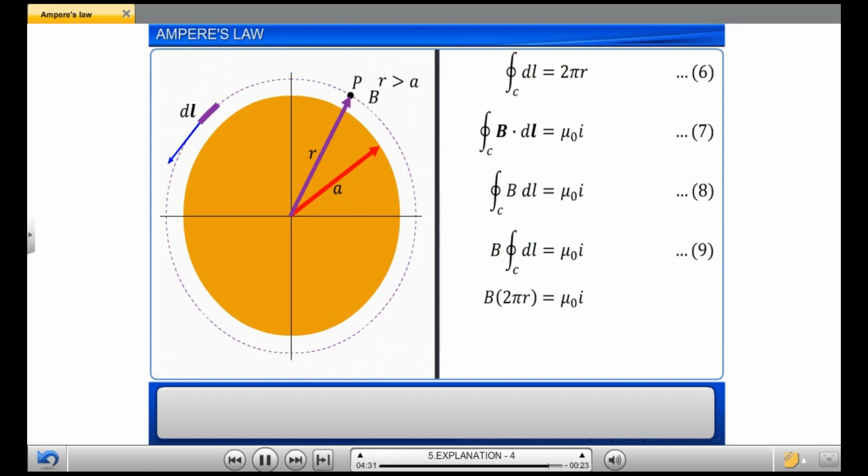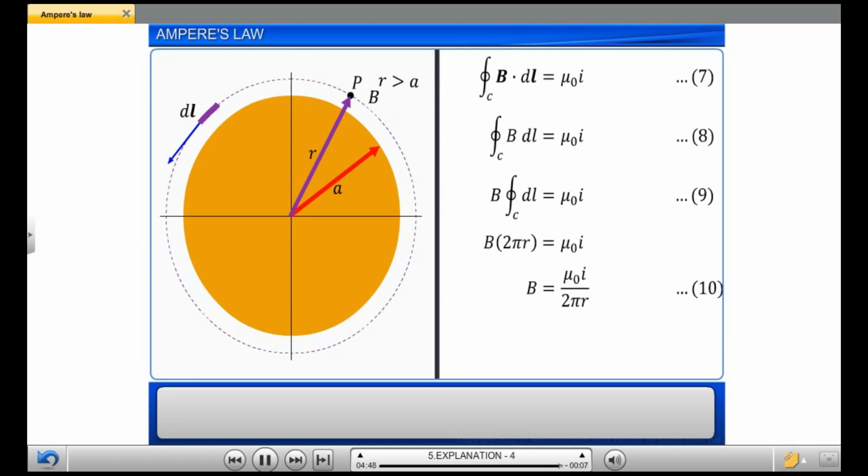On rearranging the terms, we get the magnetic induction at the point P due to the current carrying wire, B is equal to mu naught I by 2 pi R. Let this be equation 10. When the current passing through the conductor is constant, B is inversely proportional to R.